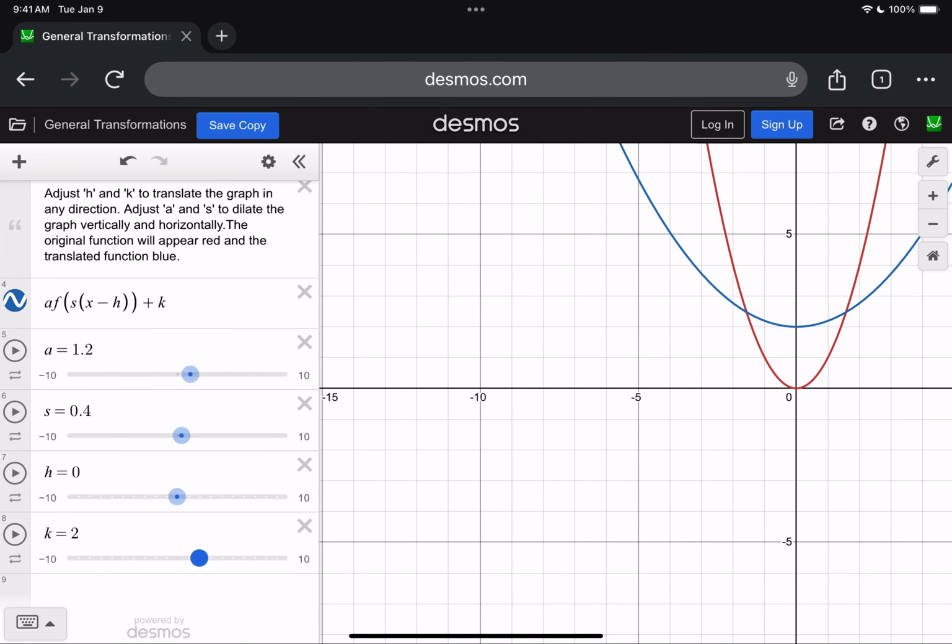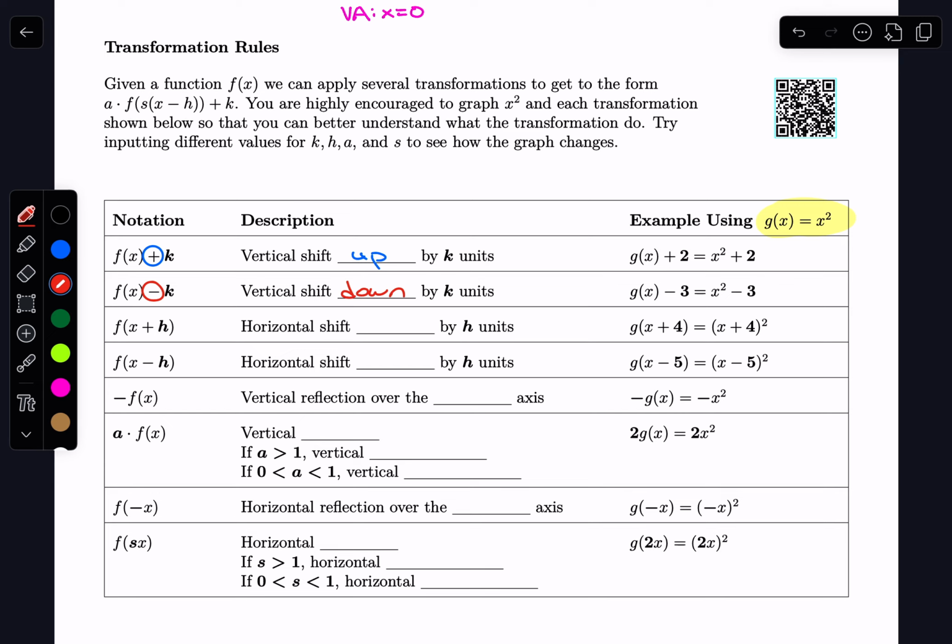Okay, so that's going to be our next bullet point. Over here, f of x minus k now. So if we subtract k, all that's going to do is vertically shift our graph down by k units. And so on the right side, you can see x squared minus 3. This is going to be down 3, whereas the first one was up 2. Okay, so that's if we want to go up or down, we put k on the outside of the function.